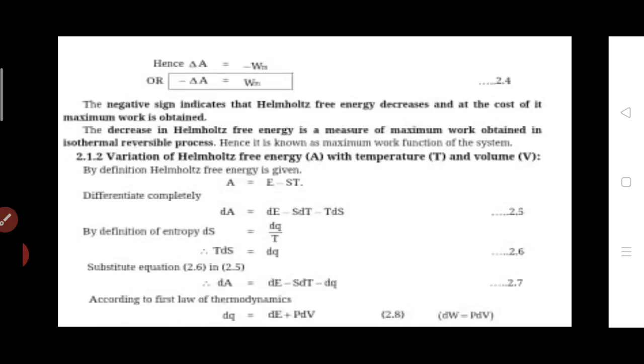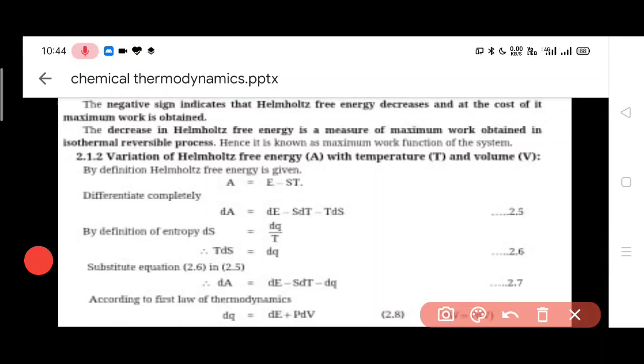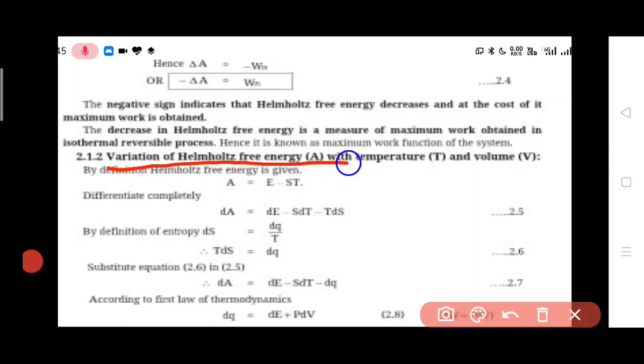Now the next derivation is the variation of Helmholtz free energy with temperature and volume. Helmholtz free energy can change with temperature and volume, so we have to show this by equation. We know the equation for Helmholtz free energy. Helmholtz free energy is A, and A is equal to E minus ST. So according to the definition, the Helmholtz free energy equation is A = E minus ST.